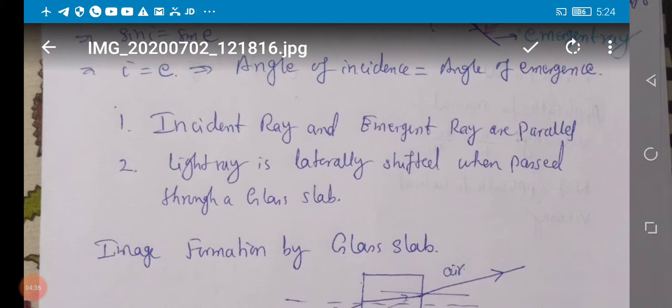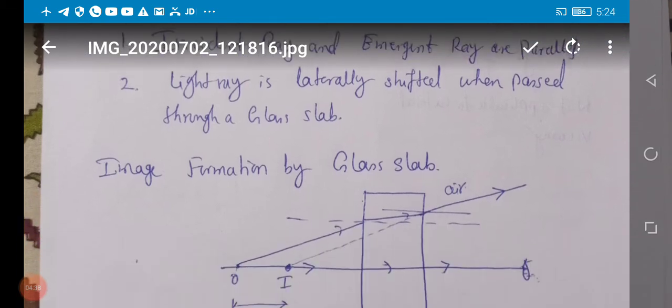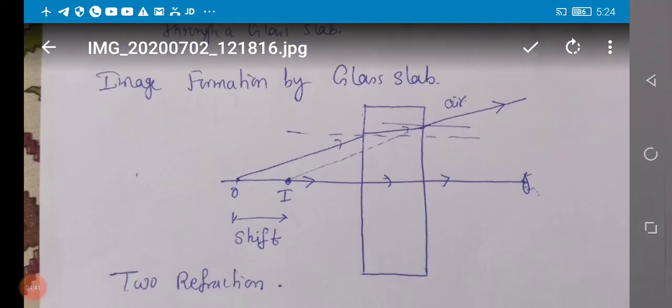Now I will explain image formation by the glass slab, student. See the figure. One ray I have taken straight passing through the glass slab. O is the object. For the second ray, as you can see, the first refraction takes place at the left surface. It is traveling from air to glass, so it is bending towards the normal. Now the second refraction takes place, again from glass to air. Ultimately the ray is emerging out.